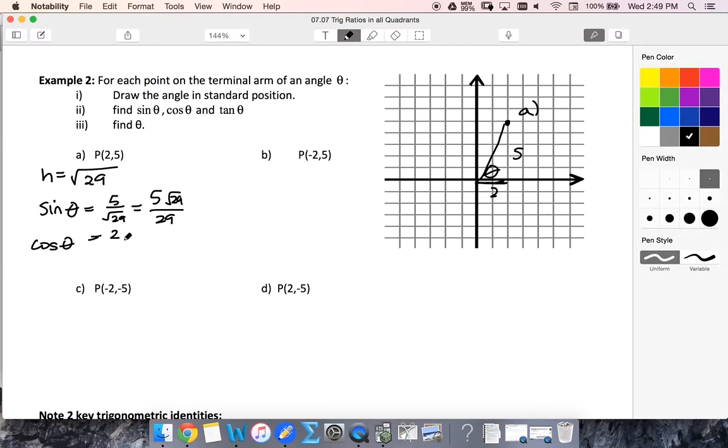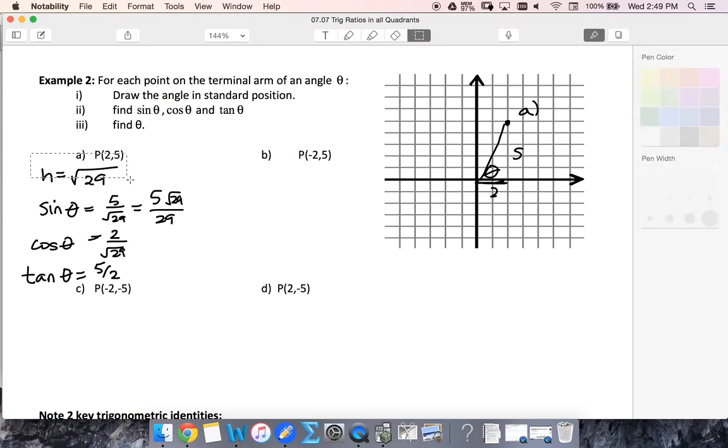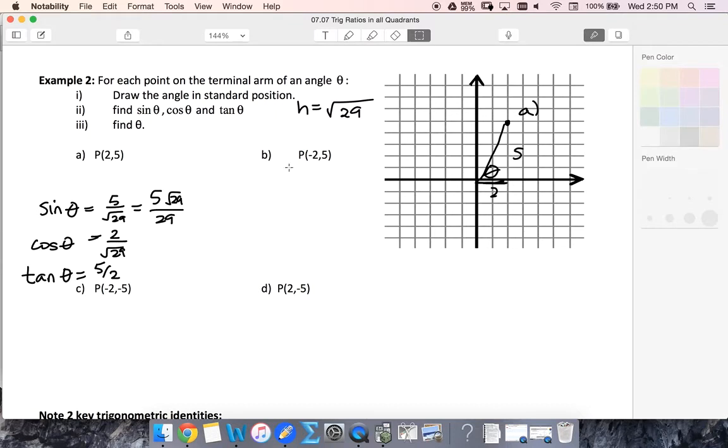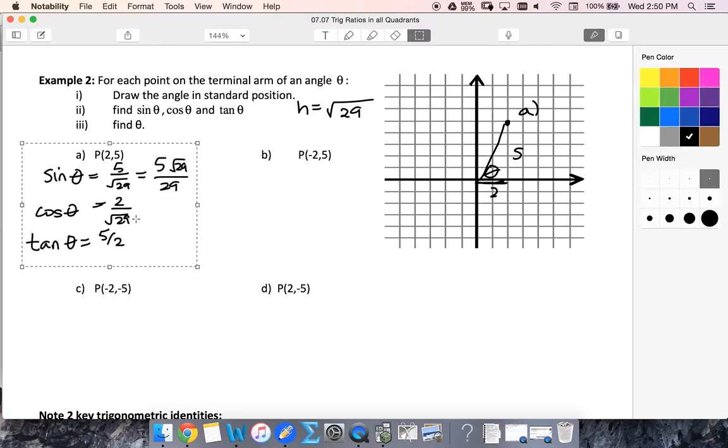Cosine is 2 over root 29, and I'm going to leave it. I know it's not particularly pretty, but I'm going to leave it that way. And tangent is opposite over adjacent. I can pick any one of these to find my theta. And I'm just going to slide this hypotenuse out of the way so I have a little bit more room. So for all of these, it's 2, 5. So for all of them, the hypotenuse is going to be root 29. Positive, negative doesn't matter because of the squaring in the Pythagorean theorem.